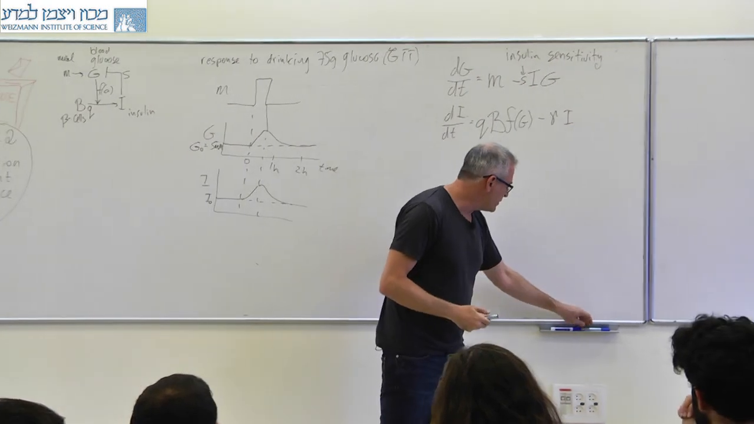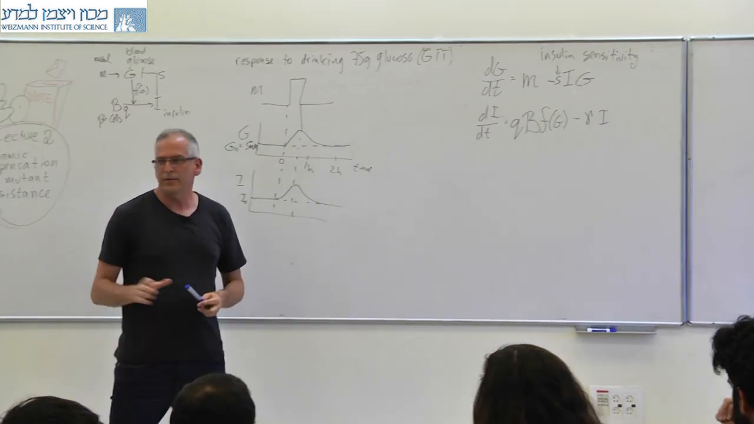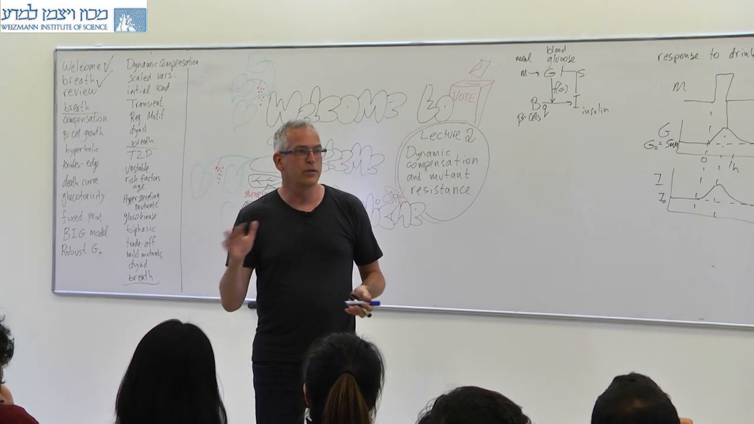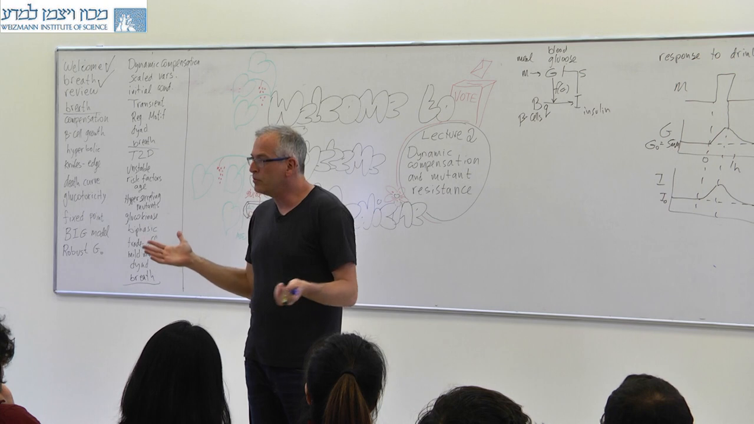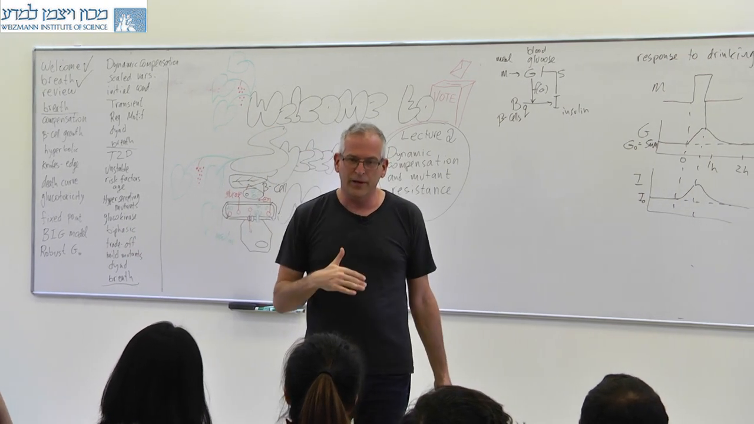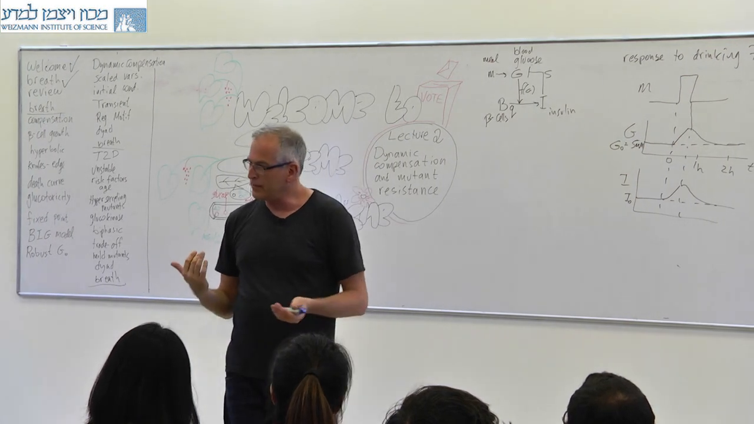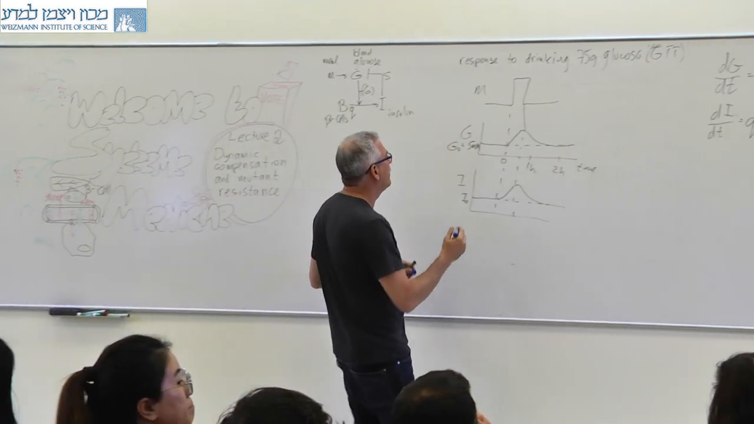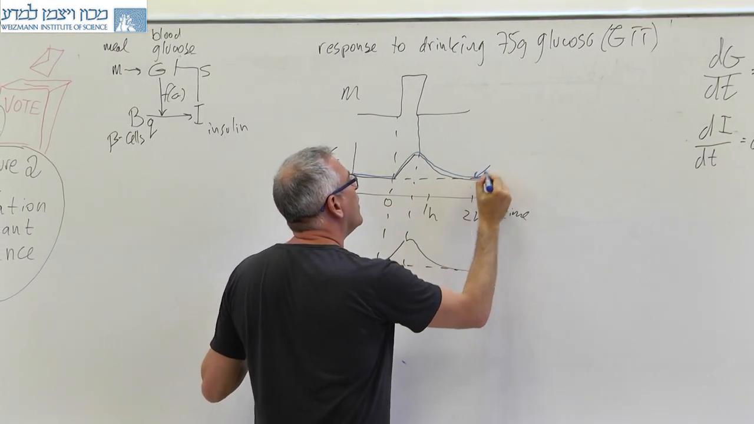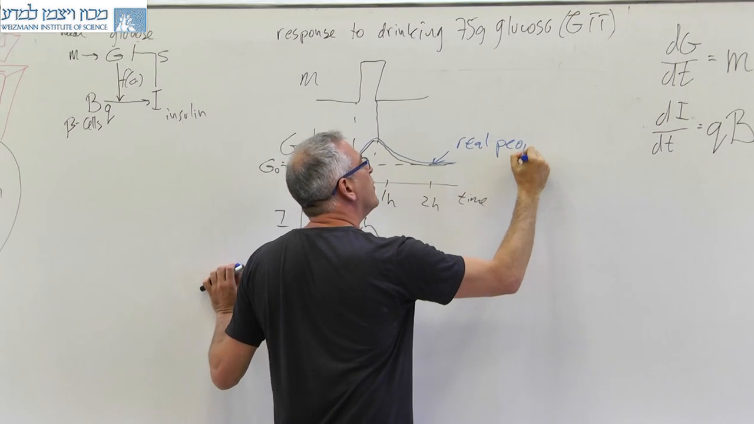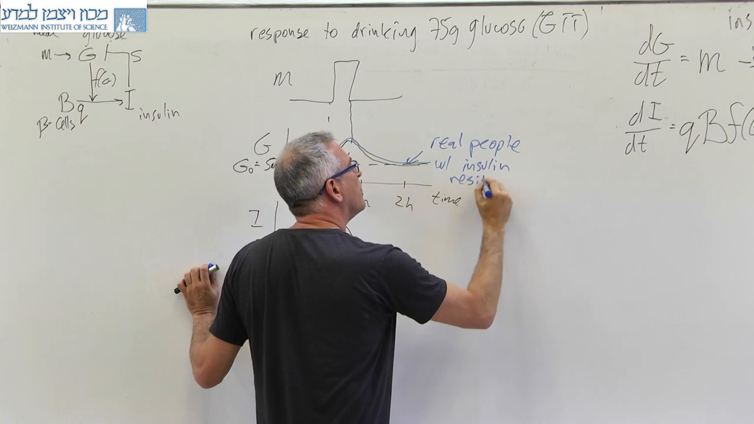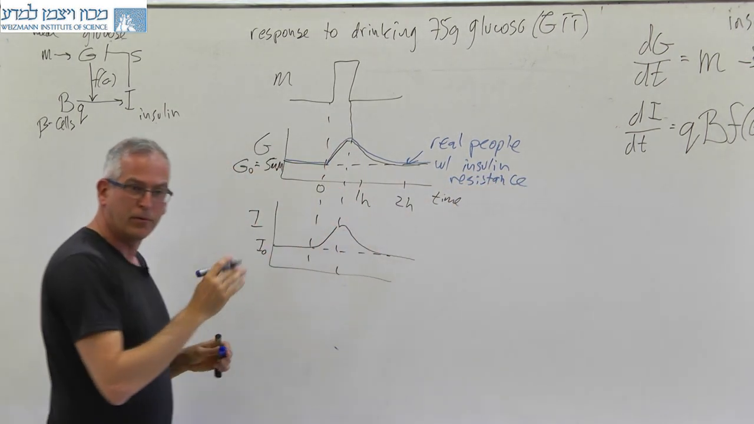But there's one place where it doesn't work, and that is the question of why people with insulin resistance usually have normal glucose. Most people with obesity that have tenfold higher insulin resistance, tenfold lower S, have normal glucose dynamics. So this here is real people with insulin resistance. I mean healthy people without diabetes, but with insulin resistance.